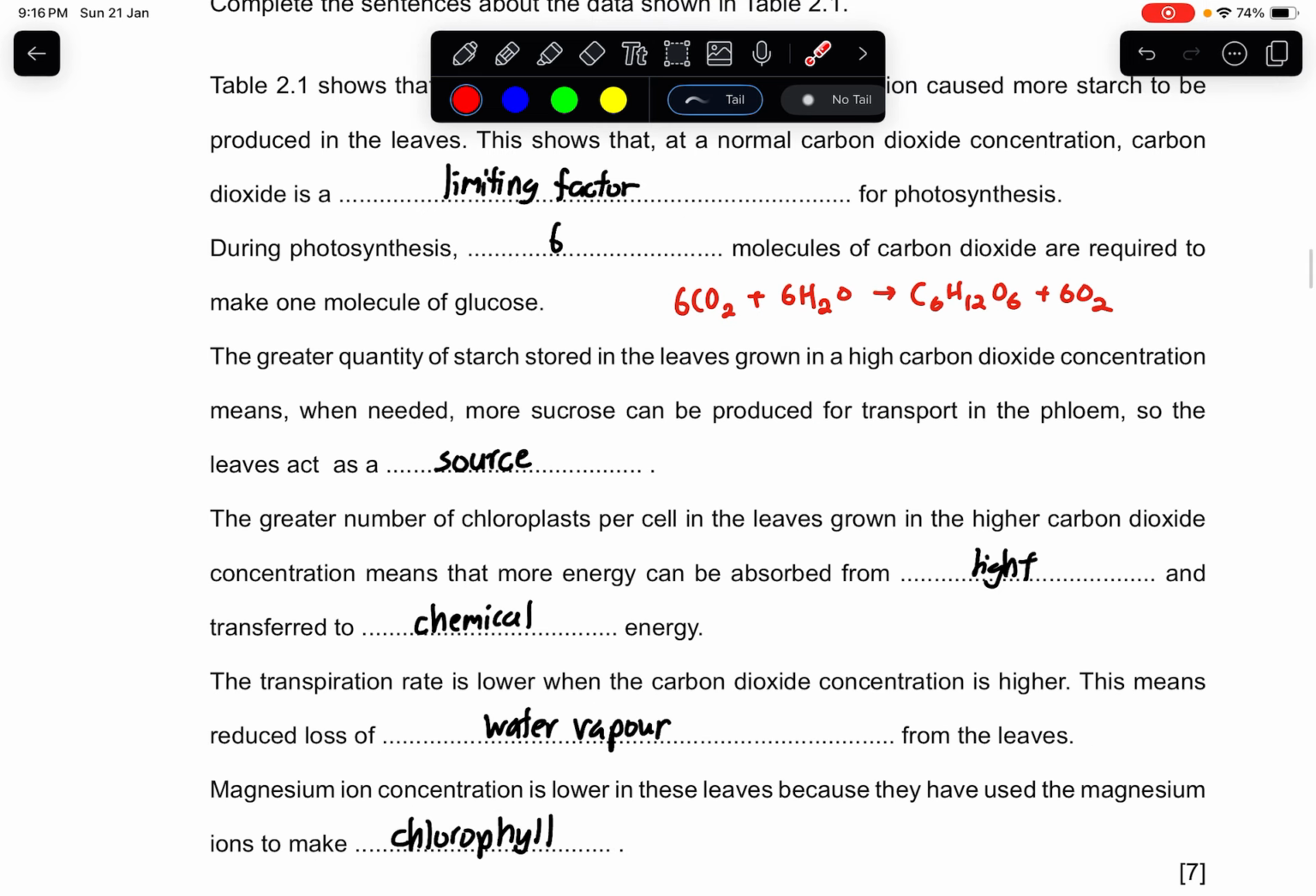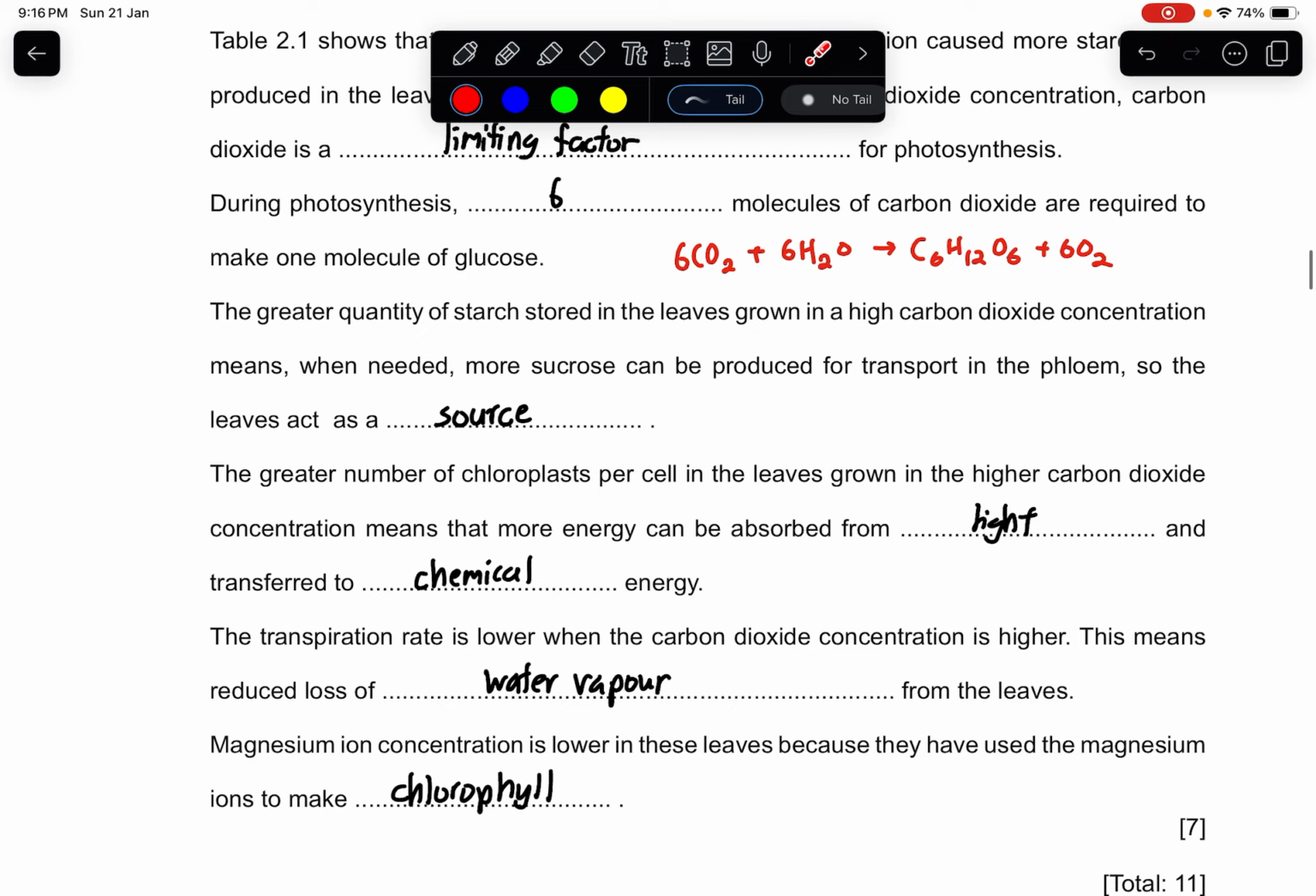The greater number of chloroplasts per cell in the leaves grown in the higher carbon dioxide concentration means that more energy can be absorbed from light and transferred to chemical energy. The transpiration rate is lower when the carbon dioxide concentration is higher. This means reduced loss of water vapor from the leaves.